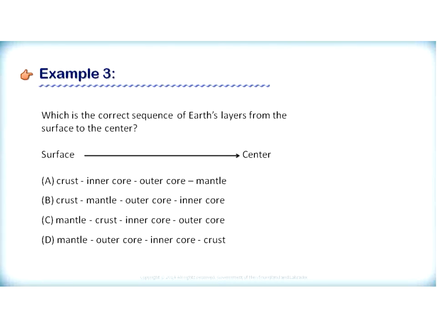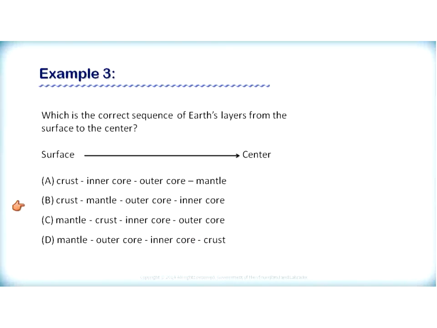Example 3. Which is the correct sequence of Earth's layers from the surface to the center? In this case, we need to look at the answers. Answer A says crust is closer to the surface, and it progresses to mantle closer to the center. B says crust is closer to the surface, which then progresses to inner core, which is closer to the center. C, mantle is closer to the surface, and outer core is closer to the center. And D, mantle is closer to the surface, with the crust closer to the center.